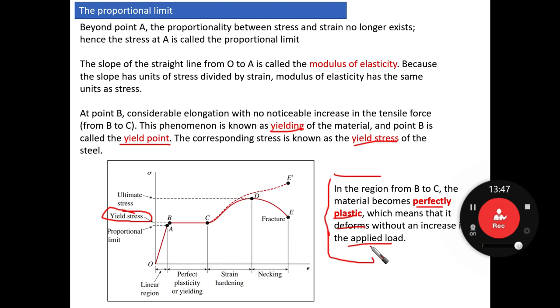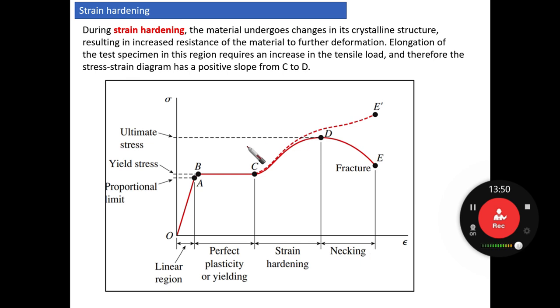Okay, let's jump to the next part, which is strain hardening. We reached point C now. We understood the meaning of the linear region, and that there is a proportional relation between stress and strain in this region. As you can see, the relation is linear. After that, from point A to point B, the slope is going to change, and we said that there is a start of yielding of the material from B to C.